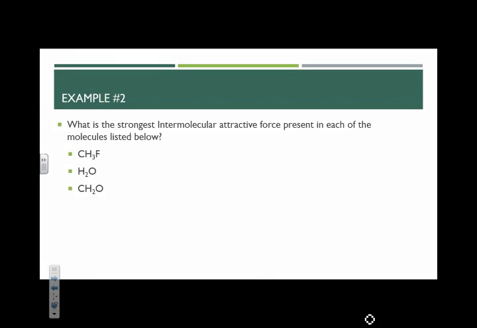So, what is the strongest intermolecular attractive force present in each of the molecules listed below? Now we're just looking to identify the strongest one because that's what the question asked me for. So, CH3F: I have 3 hydrogens on here and 1 fluorine. Notice that the hydrogens and the fluorine are not connected to one another. So while there are H's and F's in this molecule, they are not bonded together, and so this molecule does not have hydrogen bonding. It is, however, polar, so therefore this has dipole-dipole forces.